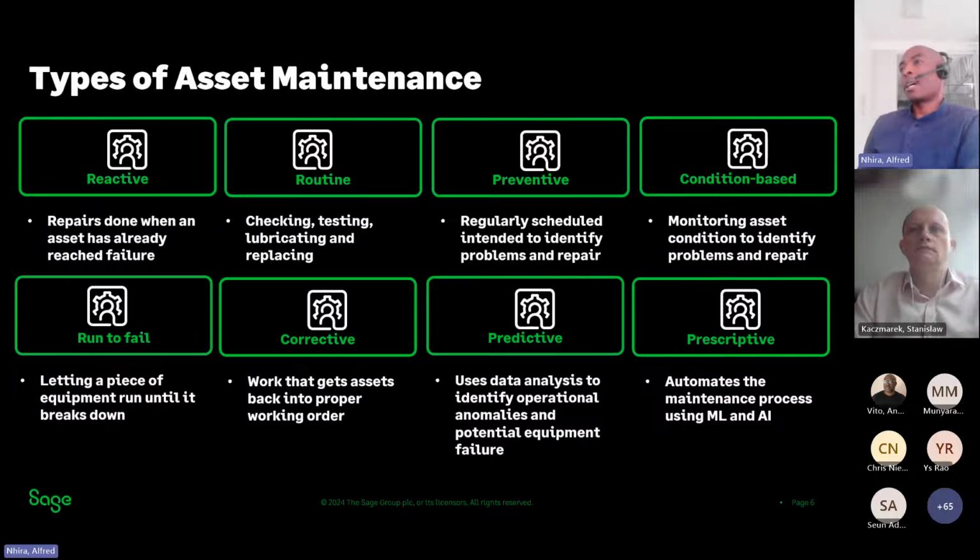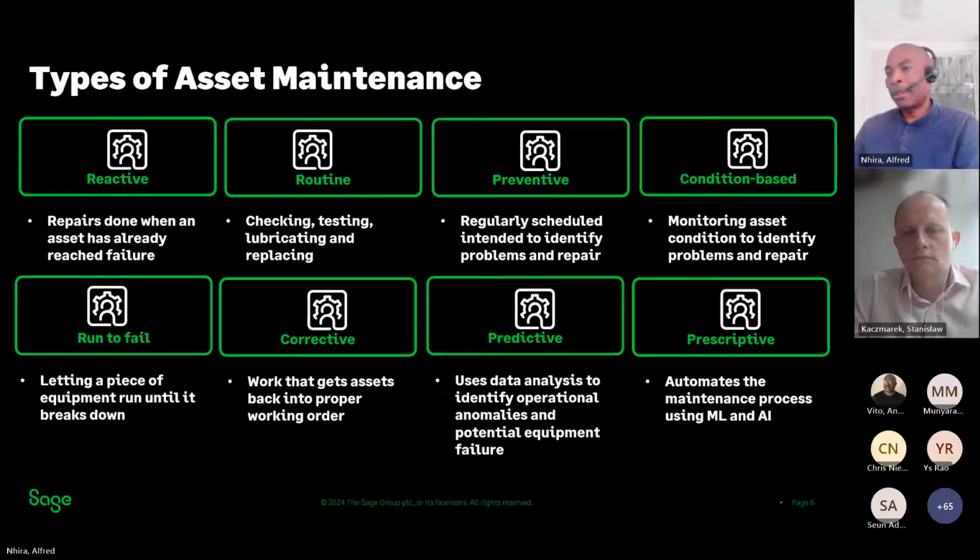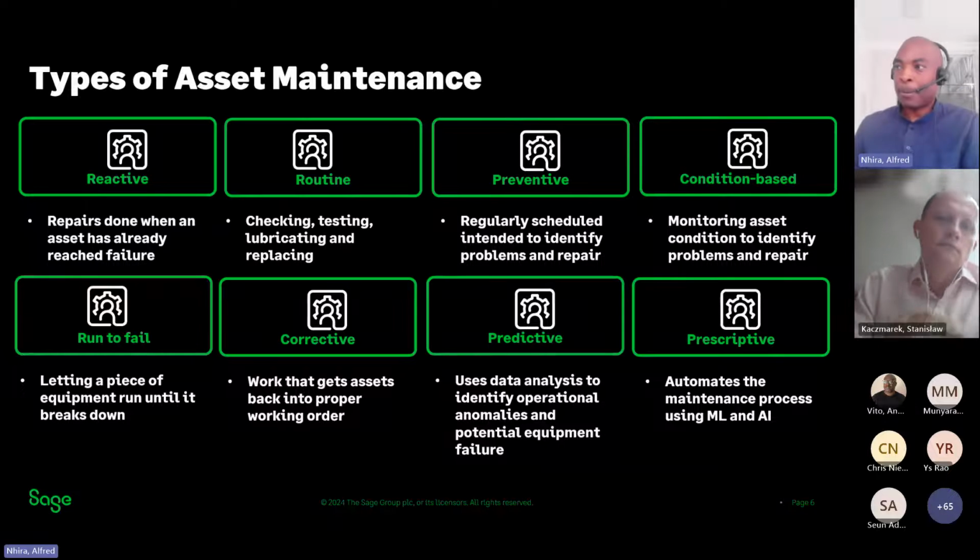Now, taking a look at the types of asset maintenance, on one hand, we have reactive maintenance, where repairs are often done when the asset has already reached failure. We have routine maintenance, which involves testing, lubricating, and replacement, to name just a few. Then we go on to preventive maintenance, where you regularly schedule with the intention to identify problems and repair them prior to them escalating. Then we also have condition-based maintenance, which is monitoring your asset condition to identify any problems and therefore repairing them.